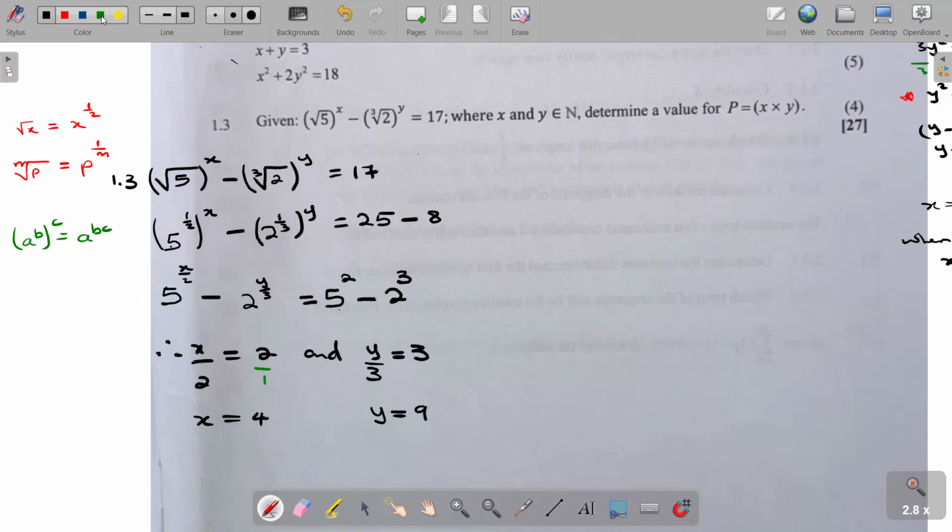How did we get the 9? Here we were having over 1. Then y times this is that. 3 times this is 9. Then it's saying determine the value for p, which is equal to x times y.